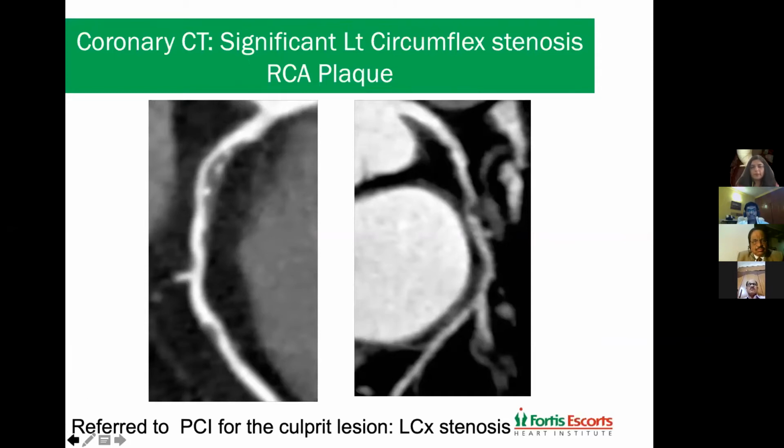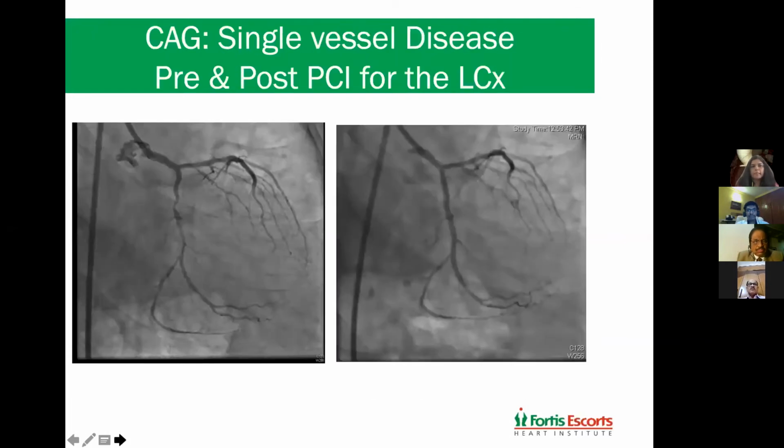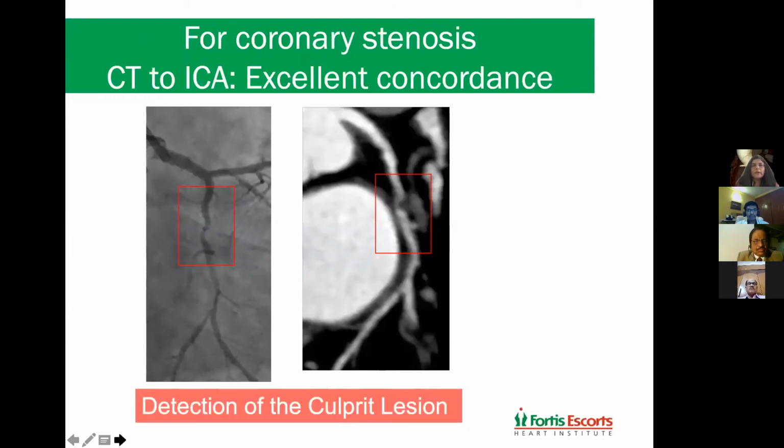So the patient was referred for a PCI for the culprit lesion, which was the LCX stenosis. On the CAG, there was a single vessel disease, and the pre and post PCI images of this patient are demonstrated. Definitely for the coronary stenosis, CTA to ICA had an excellent concordance in the detection of the culprit lesion.